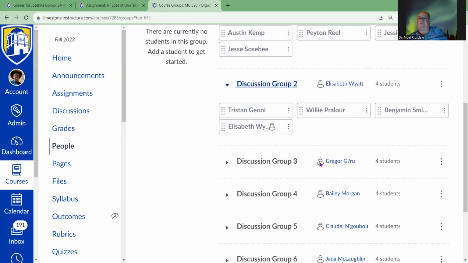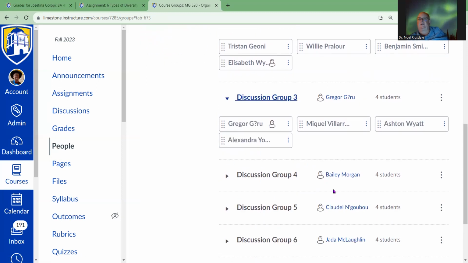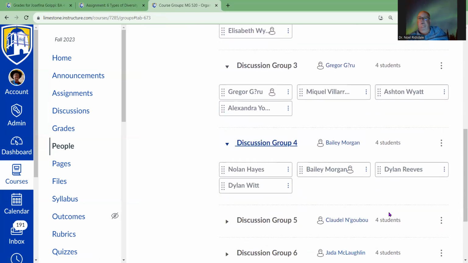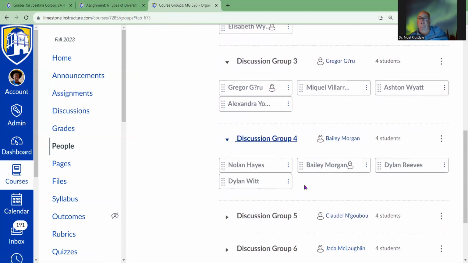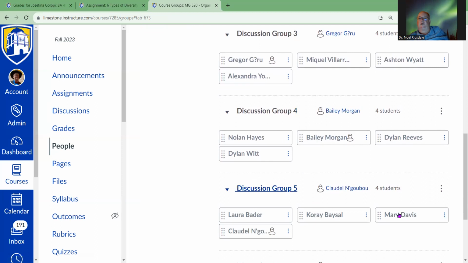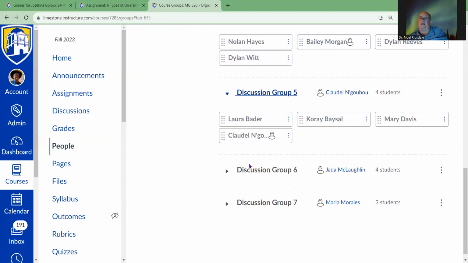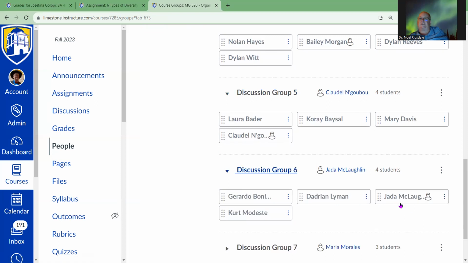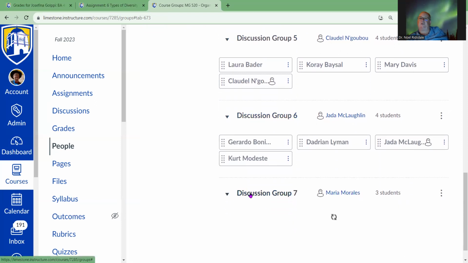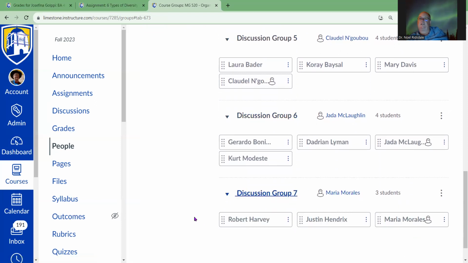You will have to figure this out, guys. And I know this is not a popular week. These are all the groups here as they go. Bailey Morgan is the head of group 4. Claudel is the head of group 5. Group 6, Jada is the president, and Maria is the president for number 7.